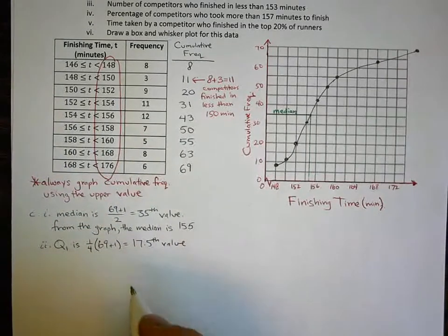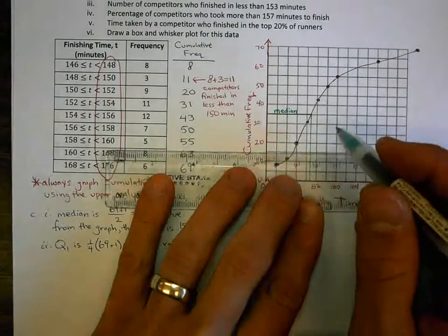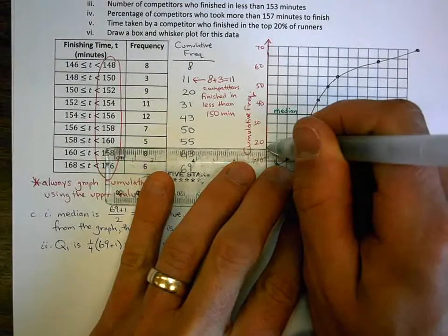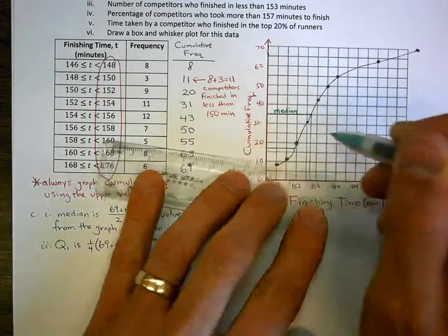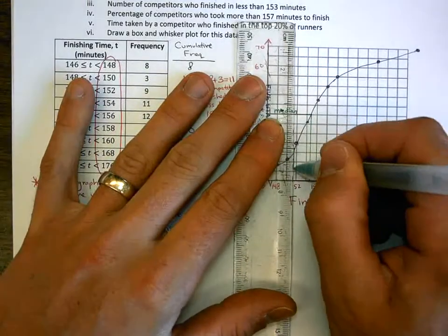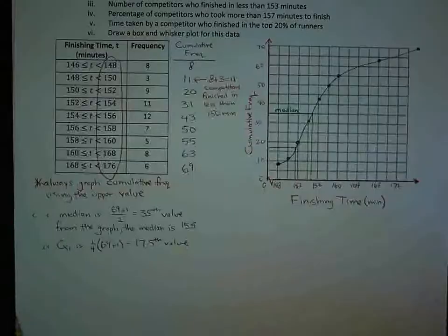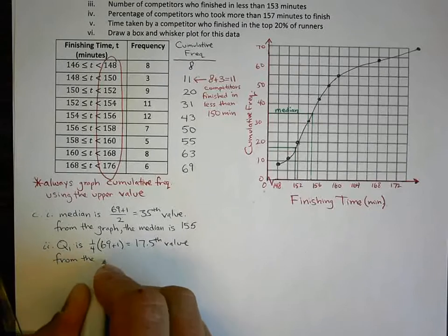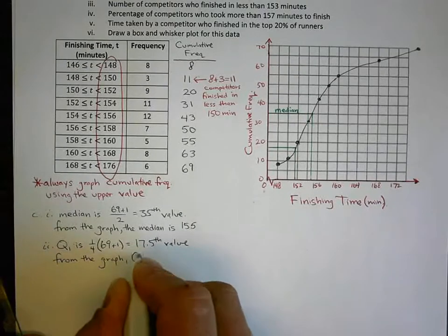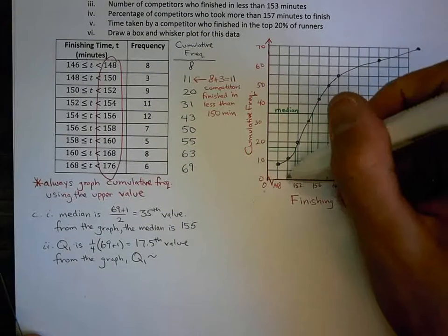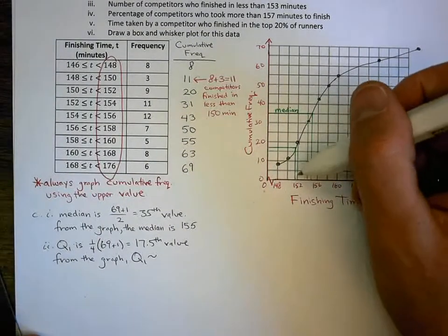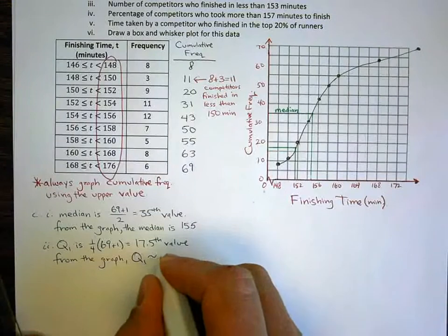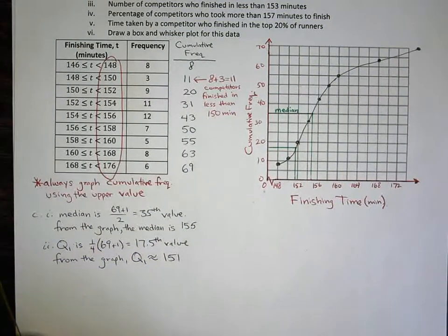Okay, the next thing we need to do: from the graph, I'm going to do the exact same thing. 17.5 is somewhere here. I'm going to draw a horizontal line where it intersects the curve, then a vertical line, and use that to estimate the Q1 value. From the graph, Q1 is approximately 150, 151. I guess it's about 151. I'm going to try to keep it to 3 significant figures.